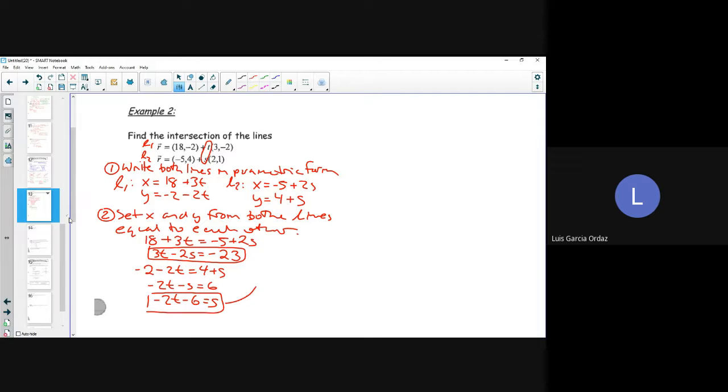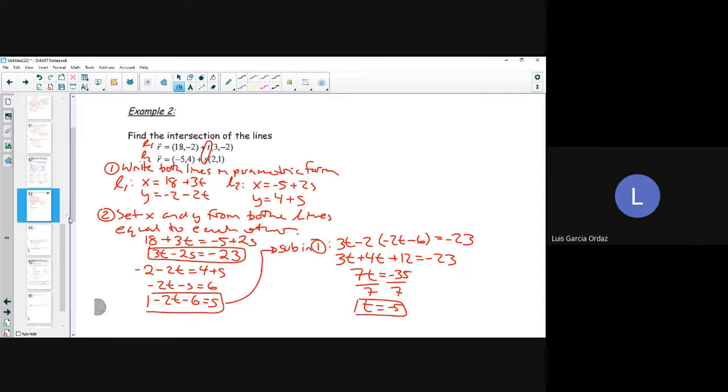So now I'm going to sub this guy into the first equation. So I get 3t minus 2 times negative 2t minus 6 is equal to negative 23. So I get 3t plus 4t plus 12 is equal to negative 23, and I get 7t is equal to negative 35. Divide both sides by 7, and I get t is equal to negative 5.